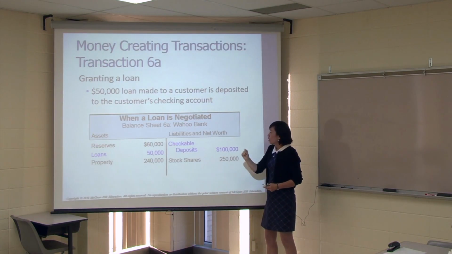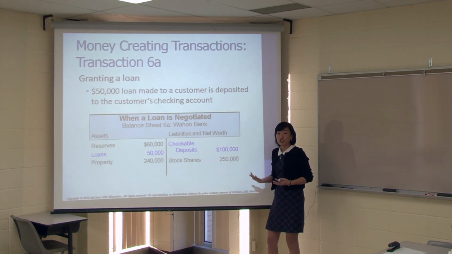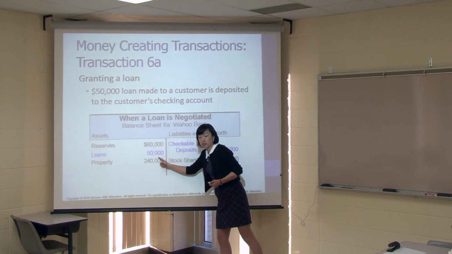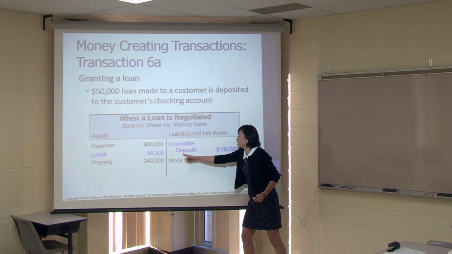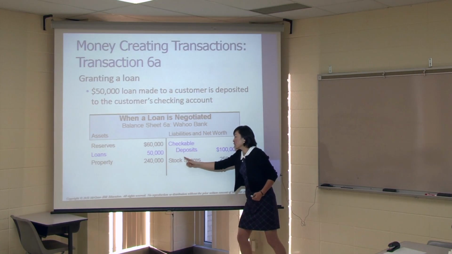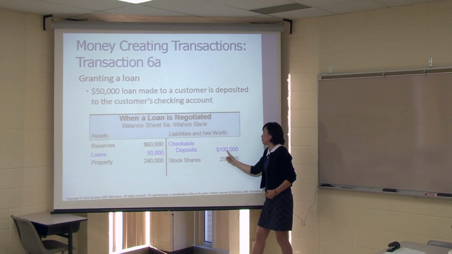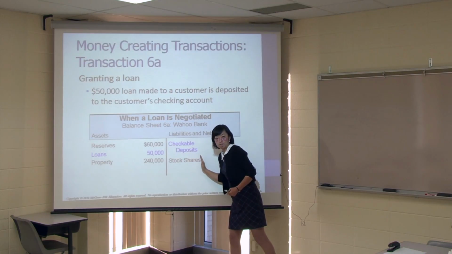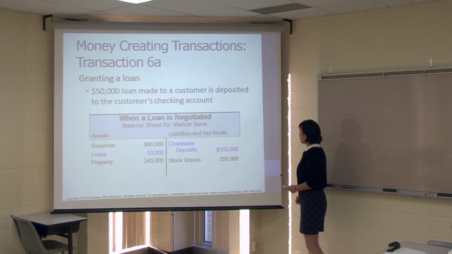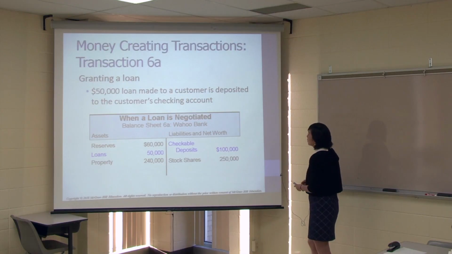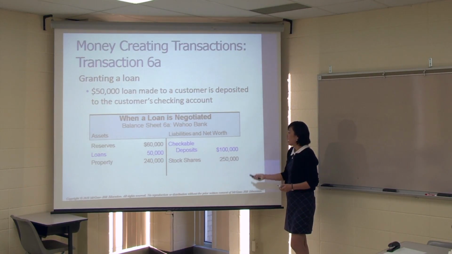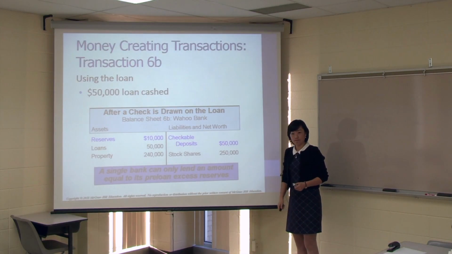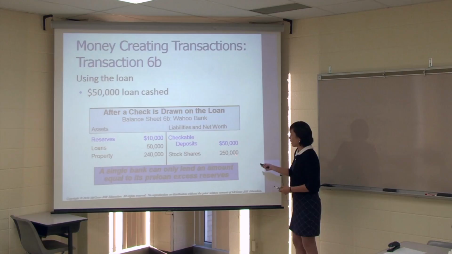You see, offering the loan is money creation. On the left side, we have increased by $50,000. On the right side, because we have written him a check, the checkable deposit has increased by another 50 as well. The balance sheet is also balanced. And once the person who was issued the loan has the money, he can always cash the loan. That is the very last step.